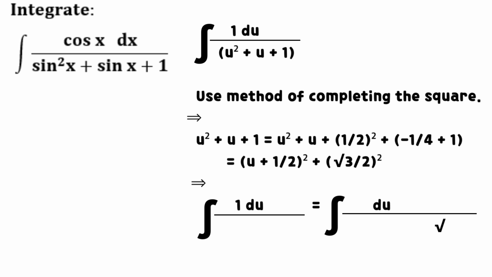It implies that the sum of the square of u and u plus 1 equals the sum of the square of u plus half and the square of half of the square root of 3. Hence, we have that the integration of the reciprocal of the sum of the square of u and u plus 1 with respect to u equals the integration of the reciprocal of the sum of the square of u plus half and the square of half of the square root of 3.